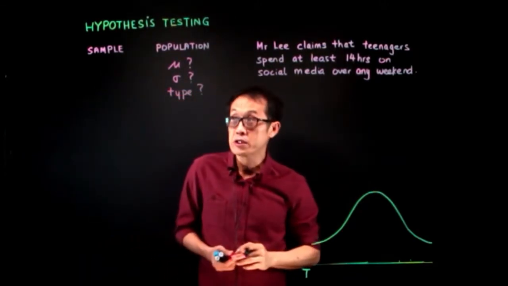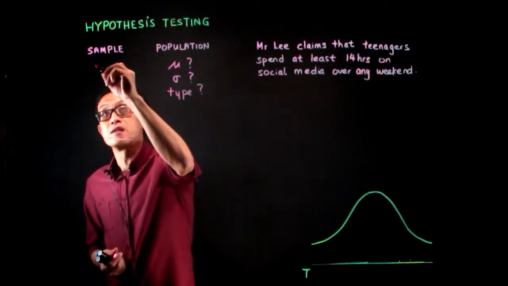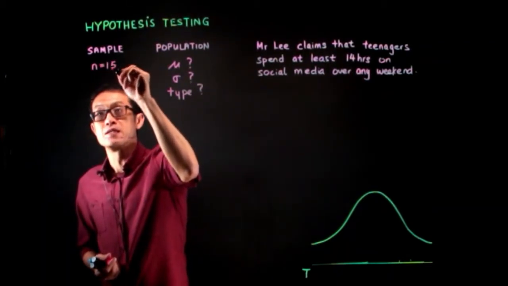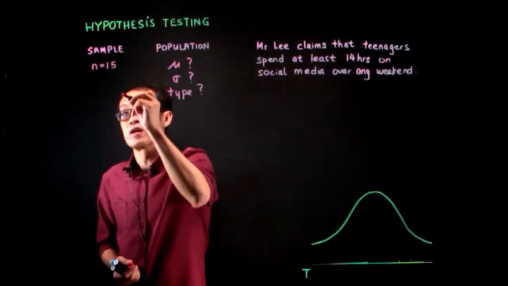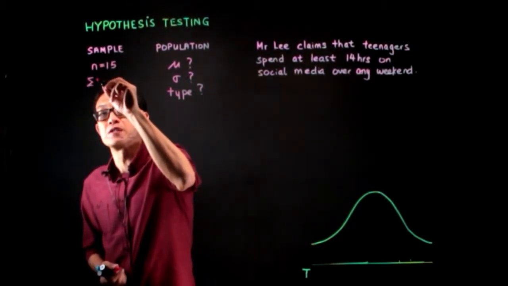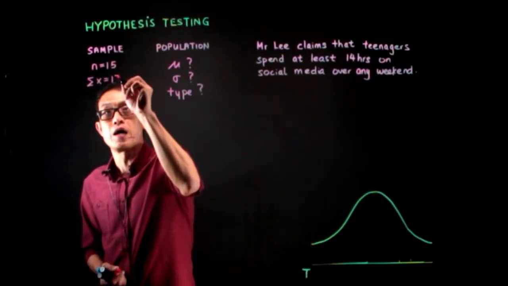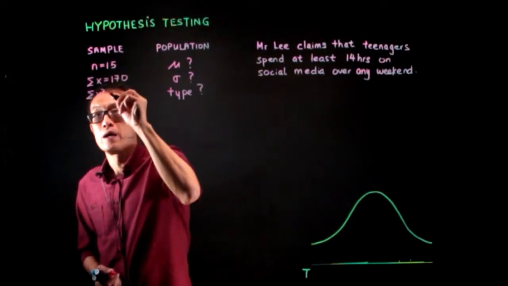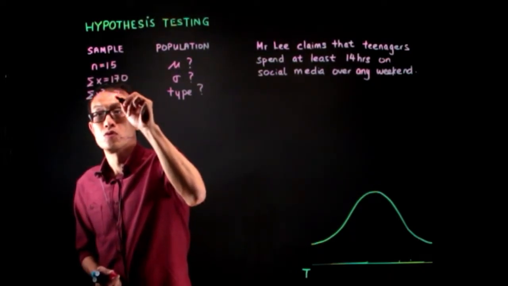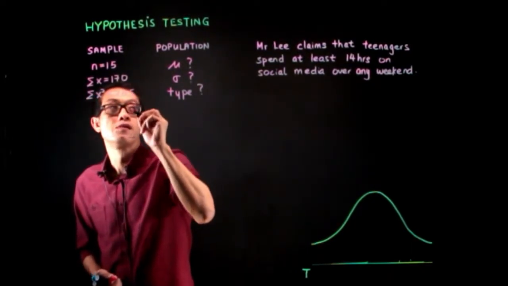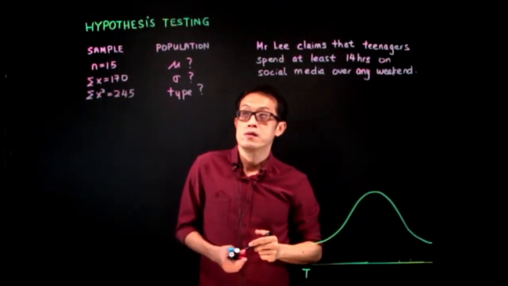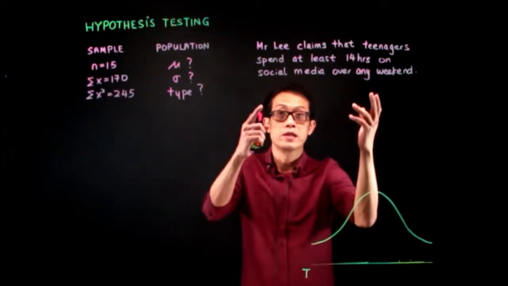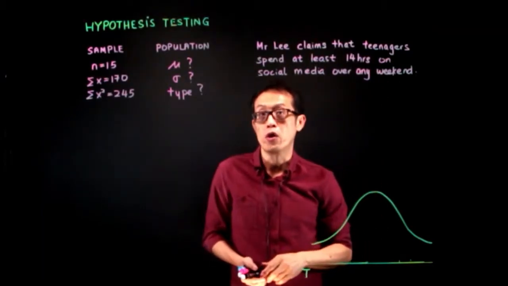Now what other information do we have? We are given that a sample is being taken. The sample size is 15. And you are given the following values: summation x is equal to 170, and summation x squared is equal to 245. Now we are supposed to test whether this claim is true or not.